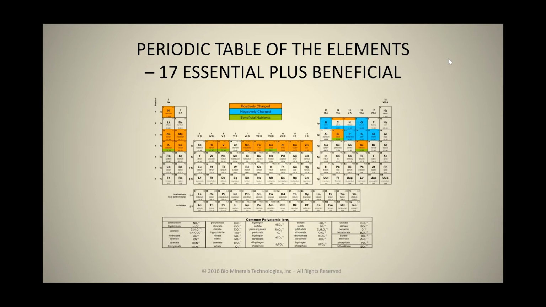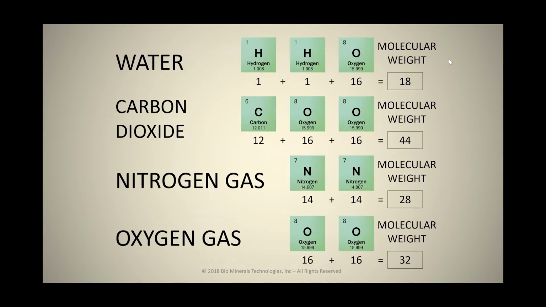There's a reason that we have approximately 90 naturally occurring elements in this world. And it has a place in creation and a place in biological processes. So in fixation or recombining of elements, water is simply two H's, two hydrogens, and an oxygen.